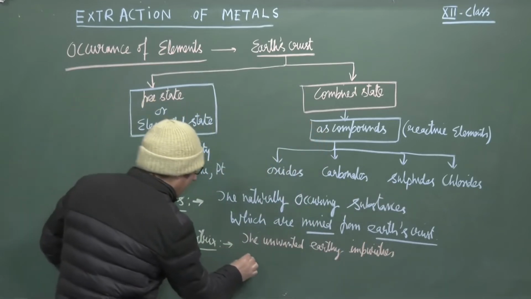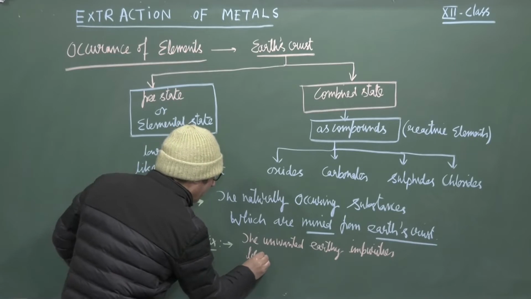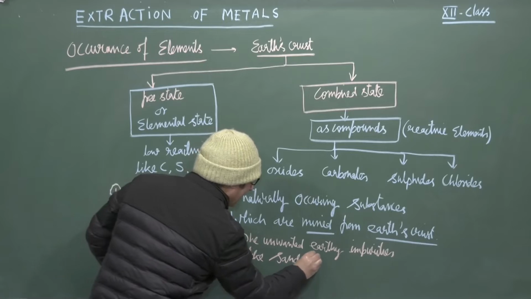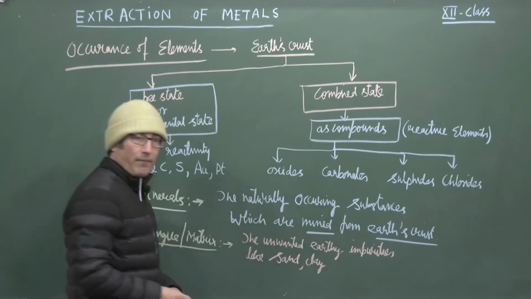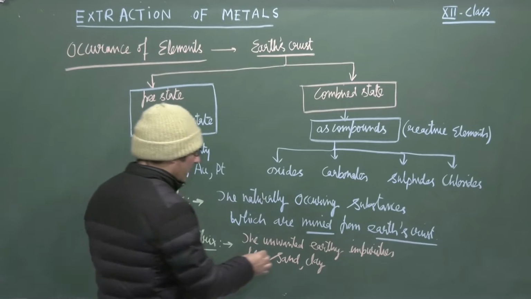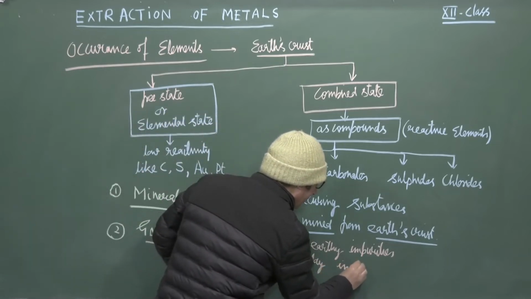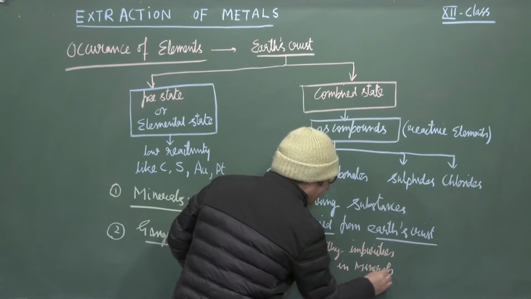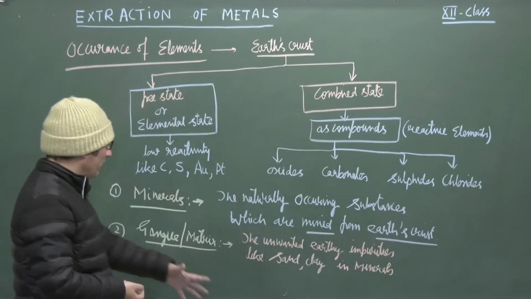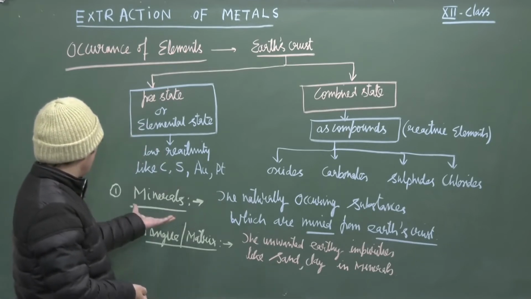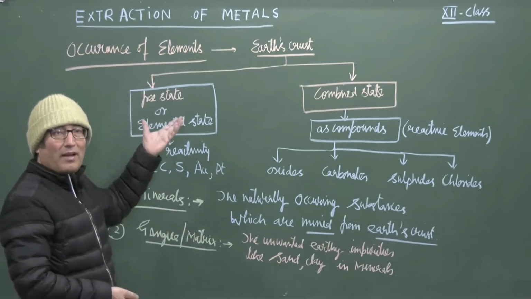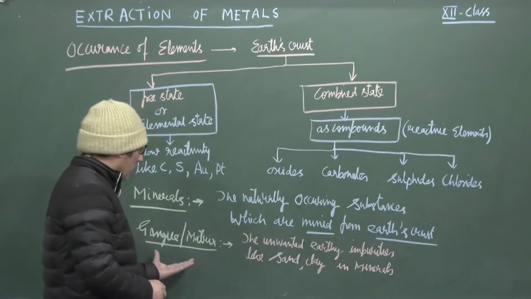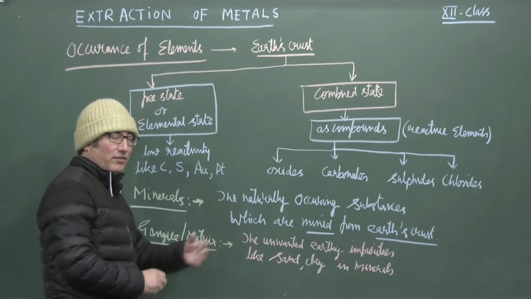Like the sand, the clay, which is present in the mineral. They are also present in the mineral. The unwanted earthy impurities which are present in the minerals, whether in the mineral the element is present in the free state or it is present in the combined state, they are called gangue or they are called as matrix.